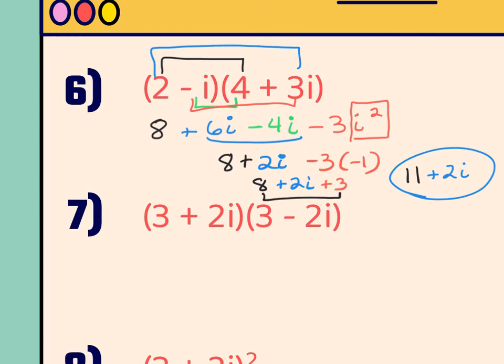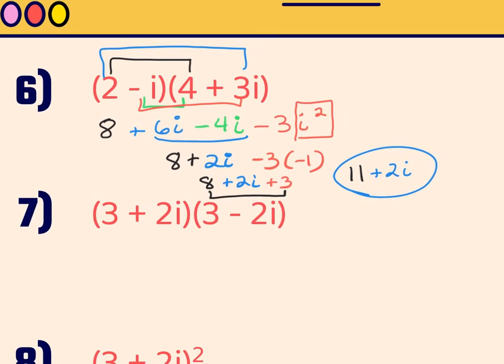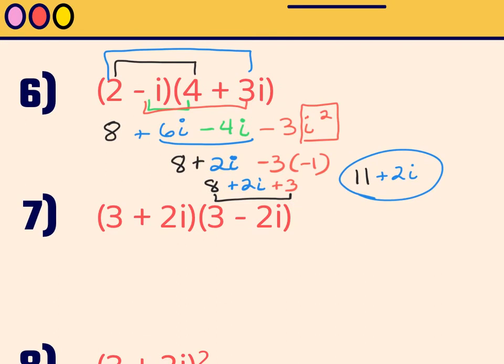So you're FOILing just like normal. What's different is when you get that i squared, you take it out and put in a -1 in place. And generally there'll be a number in front that you have to multiply to it. Let's try the next one. Again, we're FOILing.